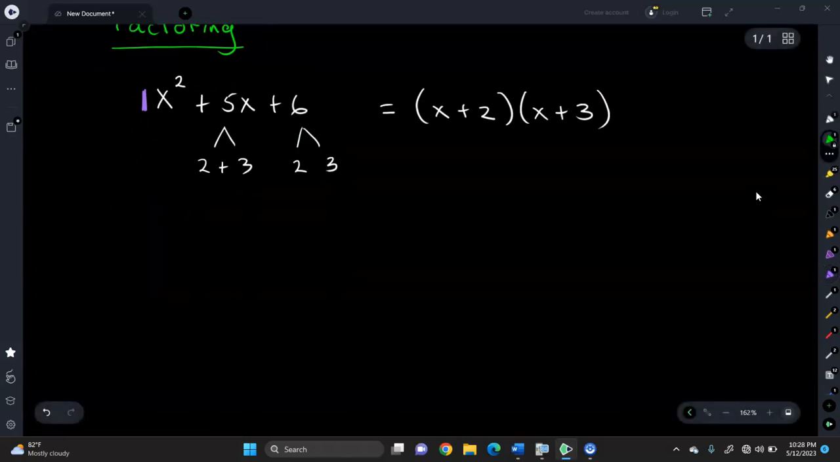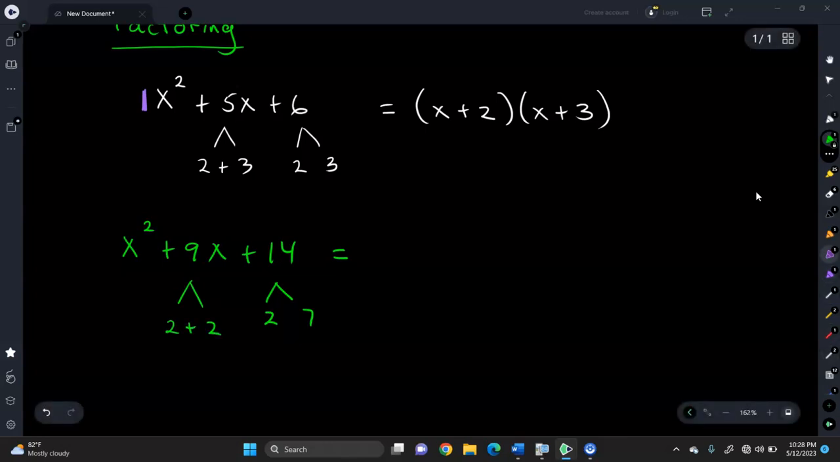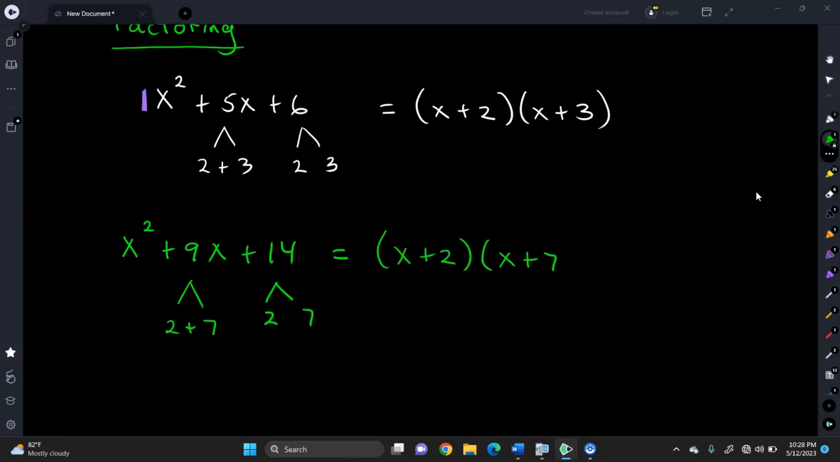So just as another example, let's look at x squared plus 9x plus 14. So again, we're looking for two numbers that multiply to equal 14. So 7 and 2 will work, but add up to 9. So we're looking at x plus 2, x plus 7.